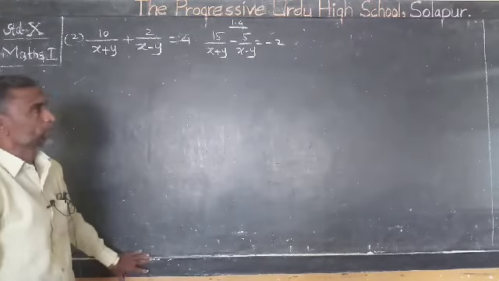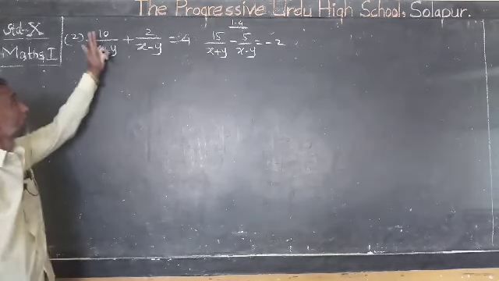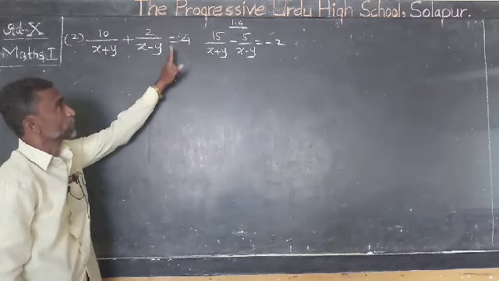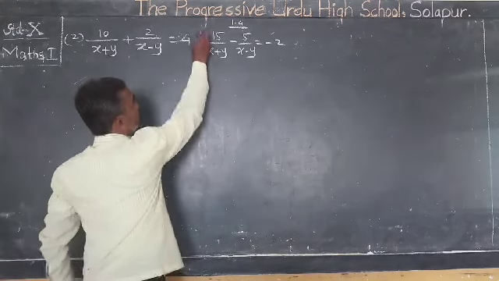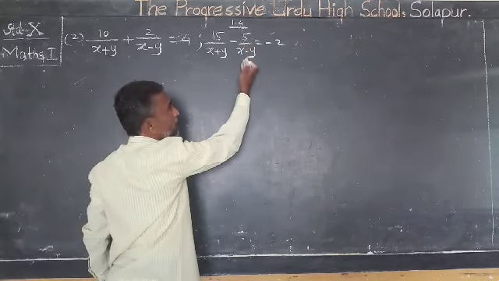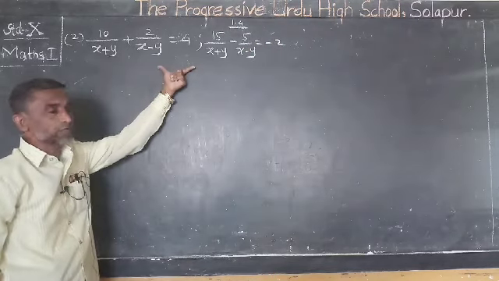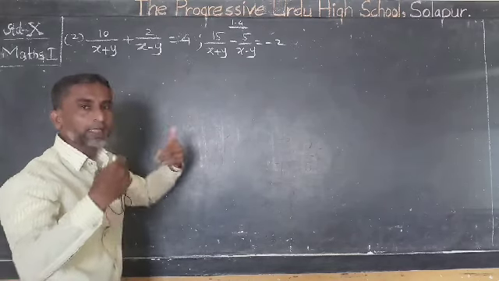Now, we have solved the first example. This is the second one which I have written on the blackboard. 10 upon x plus y plus 2 upon x minus y is equal to 4. This is the first equation. Second one, 15 upon x plus y minus 5 by x minus y is equal to minus 2. These are the two equations which are not linear equations in two variables, but we can convert them.